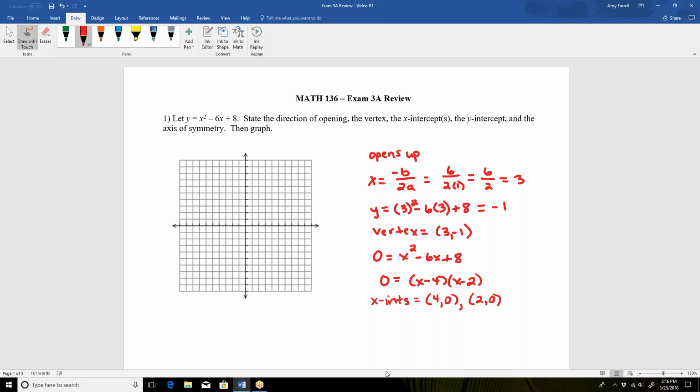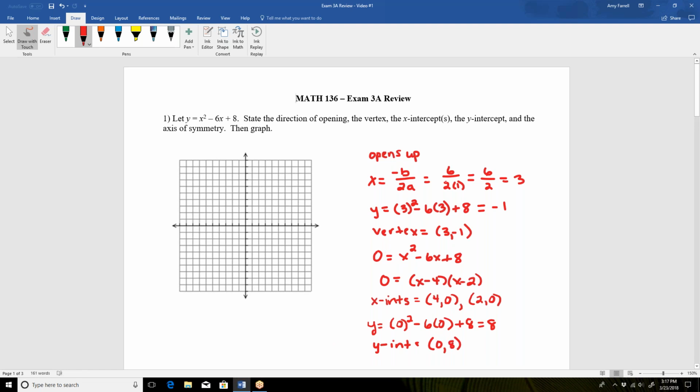To find the y-intercept, we plug in 0 for x. So this would be 0 squared minus 6 times 0 plus 8, which would just be 8. So our y-intercept is 8. As an ordered pair, that would be the point (0, 8).